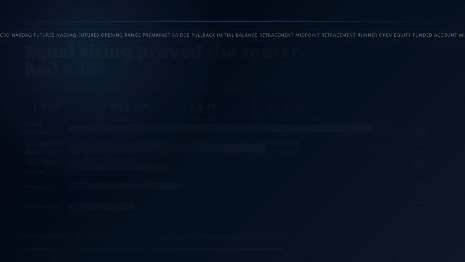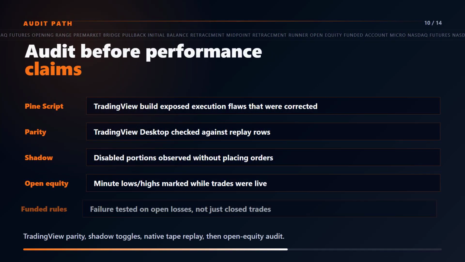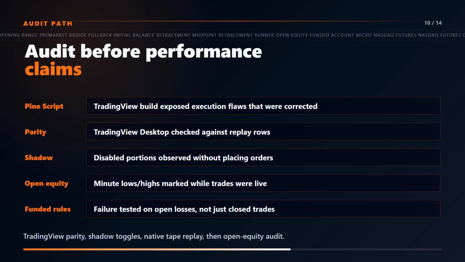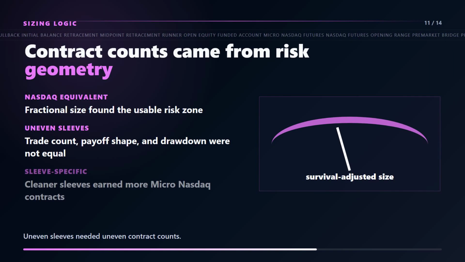The audit mattered more than the headline profit and loss. The Pine script build for TradingView helped reveal execution flaws, and those flaws were corrected before trusting the sizing work. Then we checked TradingView desktop parity, tested disabled sleeve shadow behavior, replayed micro Nasdaq tape directly, and audited open equity while trades were live. Uneven sleeves means the strategy parts do not behave the same.